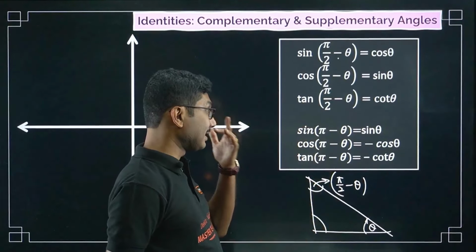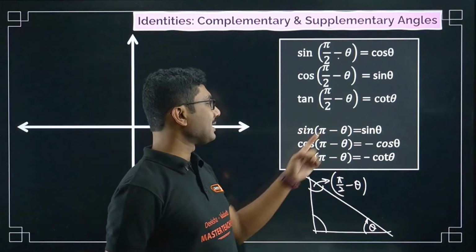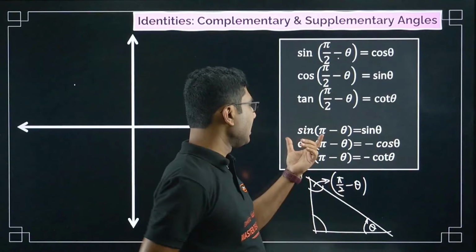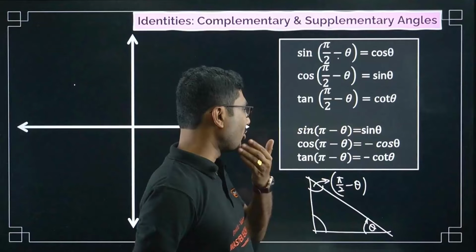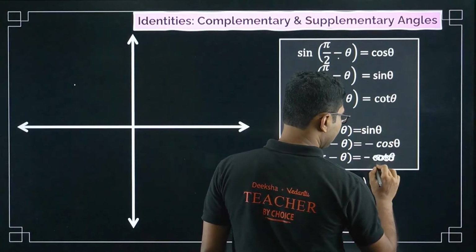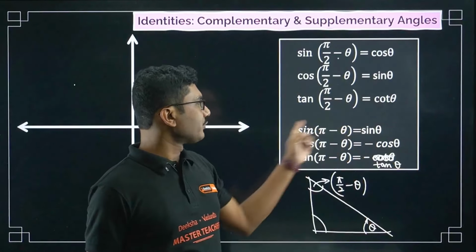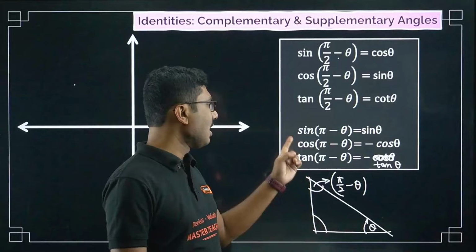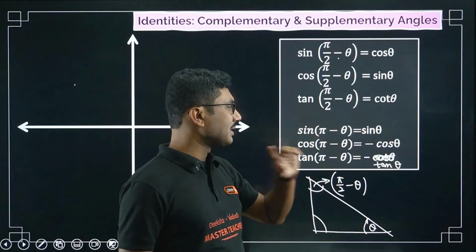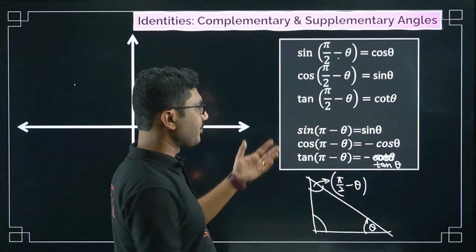Similarly, there is another case, sin pi minus theta. Sin pi minus theta falls on the second quadrant. So in second quadrant, sine is positive. Okay, so there is a small mistake, it will be tan theta. So sine is positive, so sin pi minus theta is sin theta, cos pi minus theta is minus cos theta, tan pi minus theta is minus tan theta. Okay, so these are the things that you have to remember.